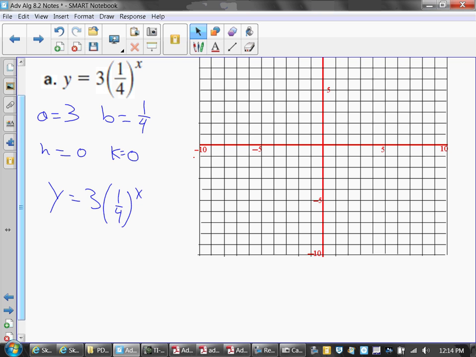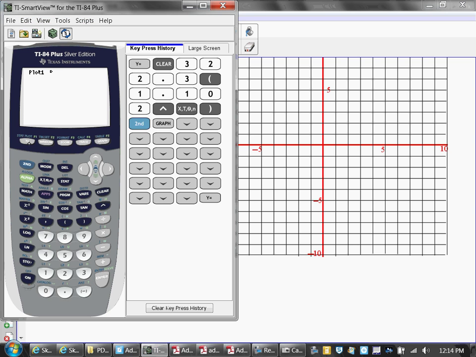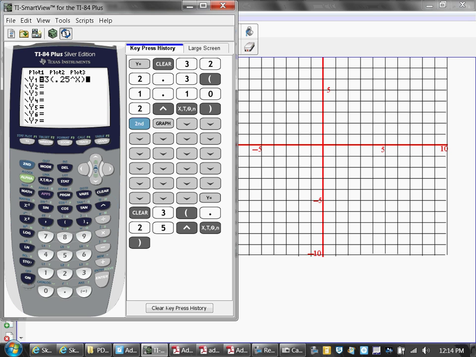So you graph that in your calculator. 3 parentheses 1/4 to the x. I just quickly put it as 0.25 because it's quicker to type sometimes in the calculator. And then graph it. You get an idea of what it's going to look like. Now, just like when you had growth functions, your A is always your y-intercept. Still happens here. So we just go to our table and we start plotting some points.